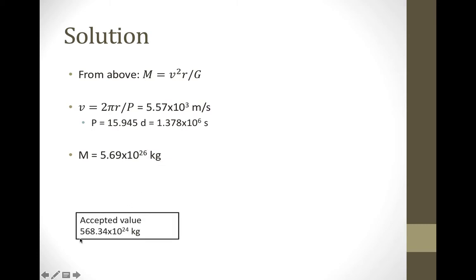The accepted value I just pulled off from NASA's website is 568.34 times 10 to the 24th kilograms. These two numbers are very close to being the same. Remember, this is 500, so that's 5.6834 times 10 to the 26th kilograms. Two numbers are very close to being in agreement.